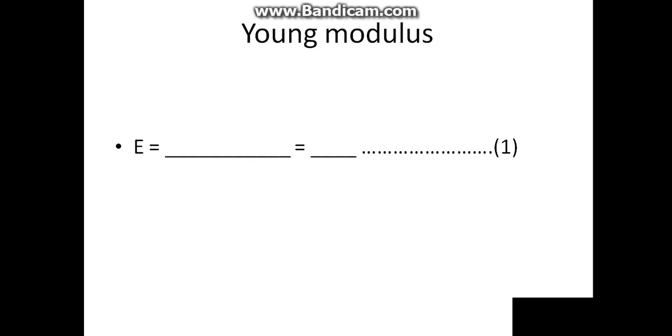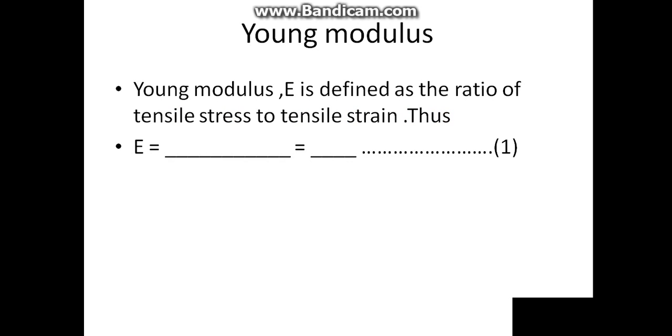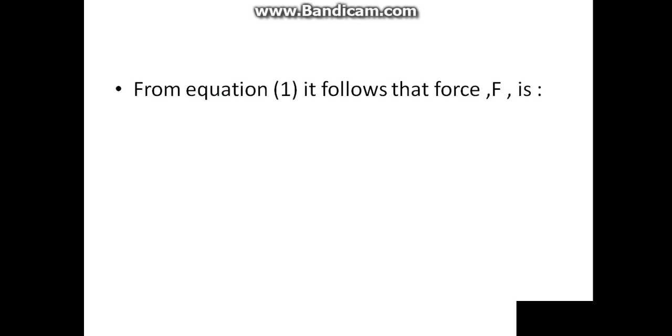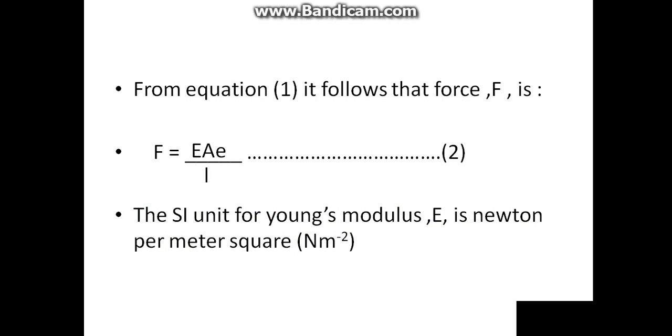Young modulus. Young modulus, capital E, is defined as the ratio of tensile stress to tensile strain. Thus, capital E is equal to tensile stress over tensile strain, which is F over A all over e over L. Equation 1, where F is the force, A is the area, e is the extension, and L is the original length. From equation 1, it follows that force F is equal to capital A E small e over L. Equation 2. The SI unit for Young modulus E is newton per meter squared, N m to the power minus 2.